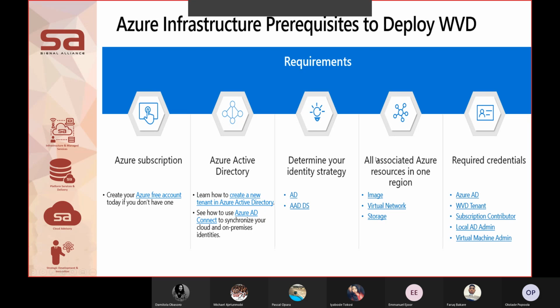So once you have that, the next thing for you to do is to determine your identity strategy, which is the most important prerequisite. The reason why we need to identify our identity strategy is that those virtual machines that we are deploying have to be joined to a particular domain. So is it the Azure domain or the local domain?